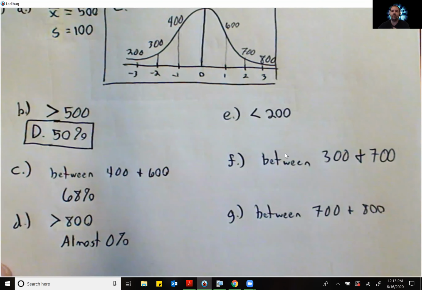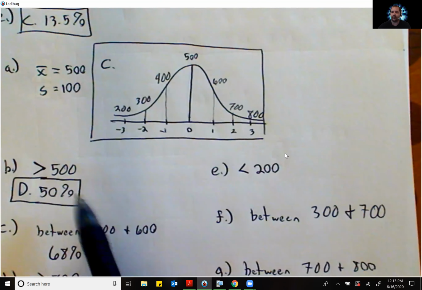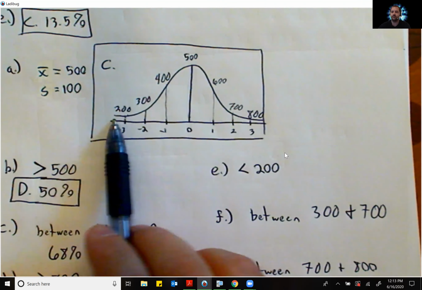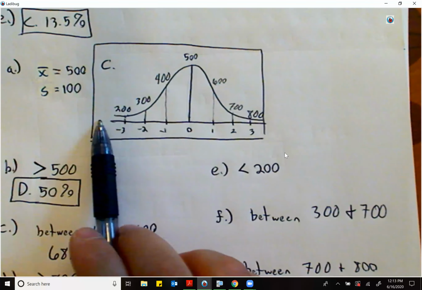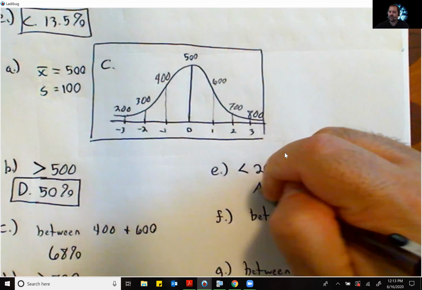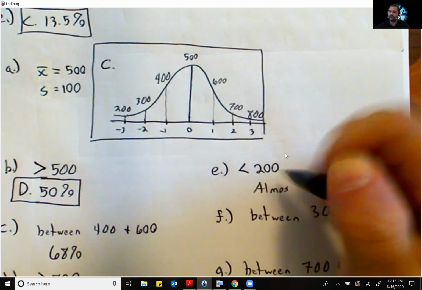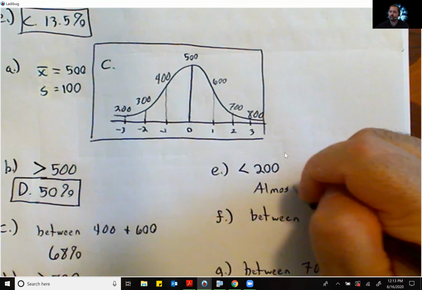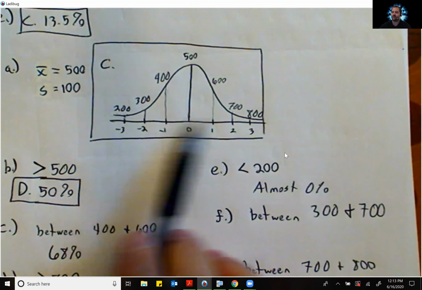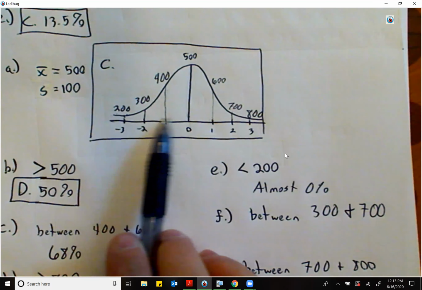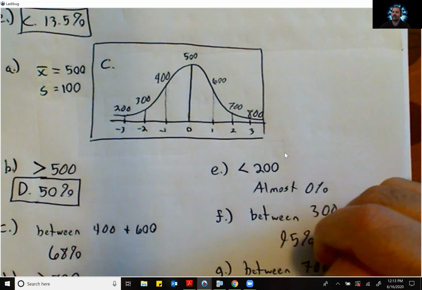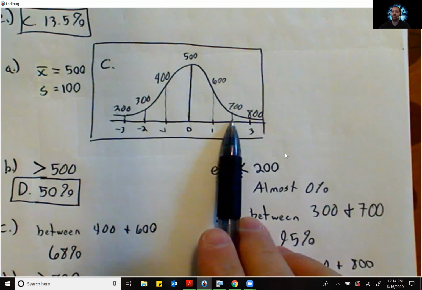Now when we are less than 200, so we're down here and we're less, almost 0 again, because again, this is 0.15. Between 300 and 700, so that's 2 standard deviations. 95%. And then last but not least, between 700 and 800.